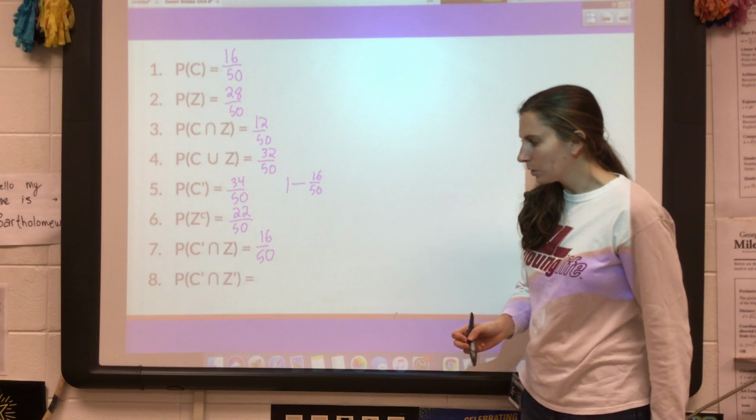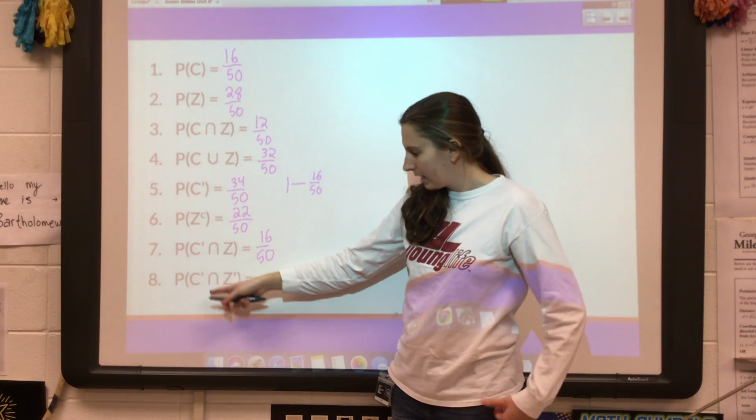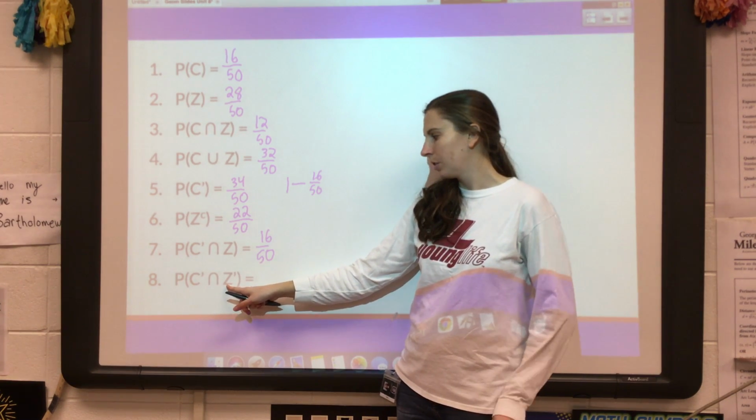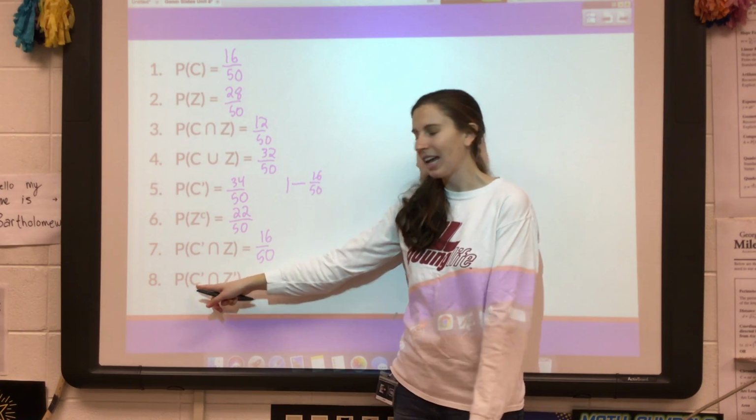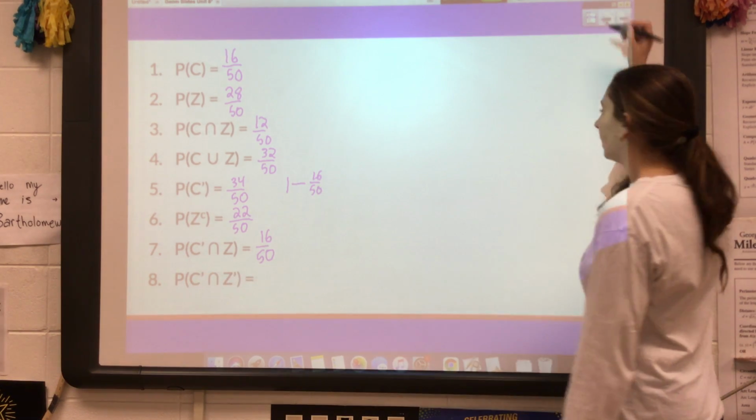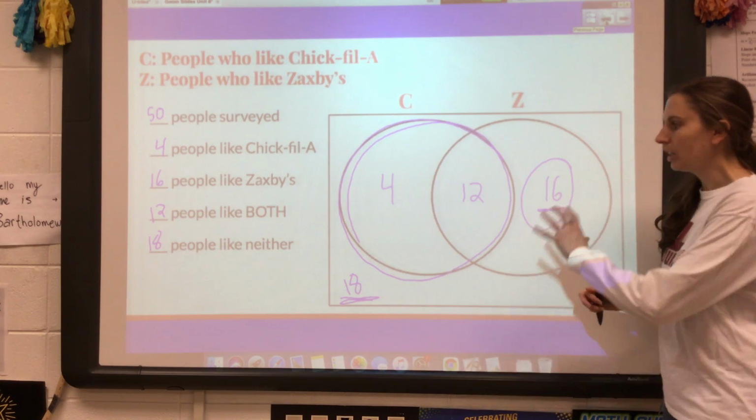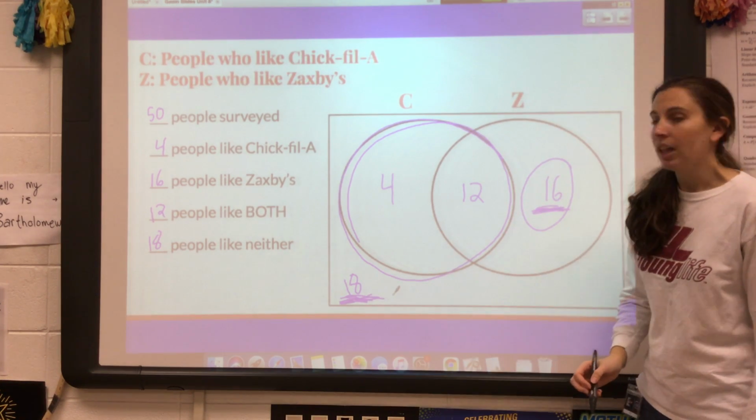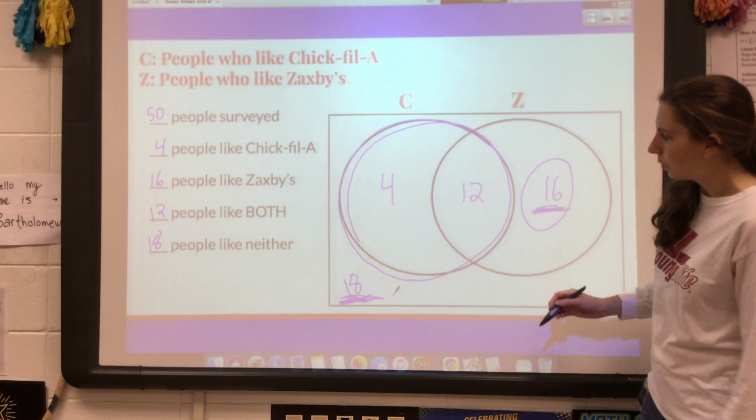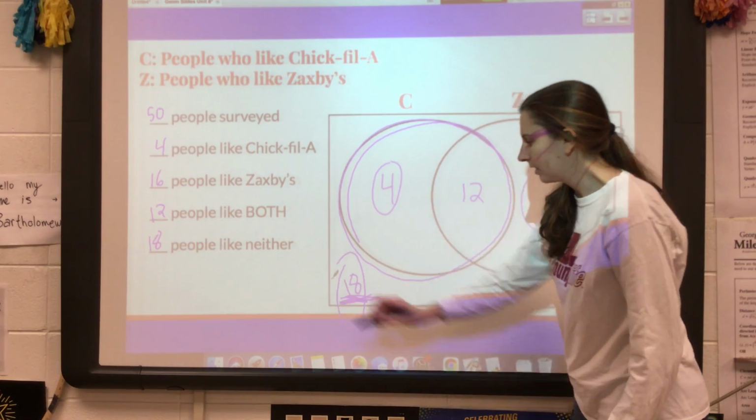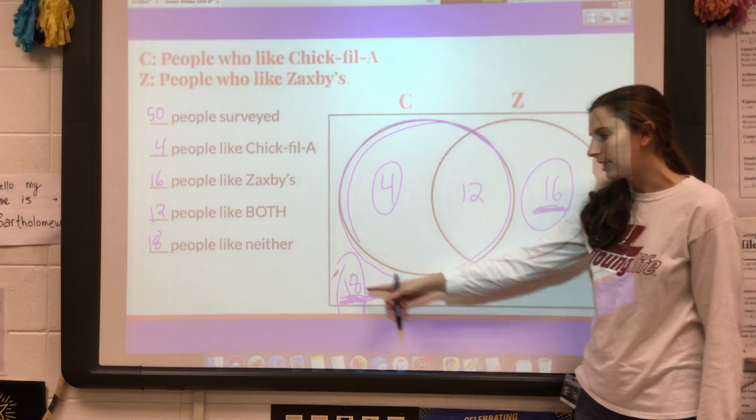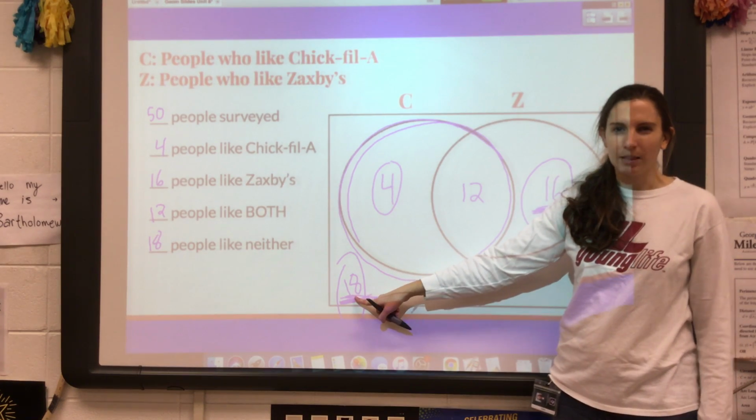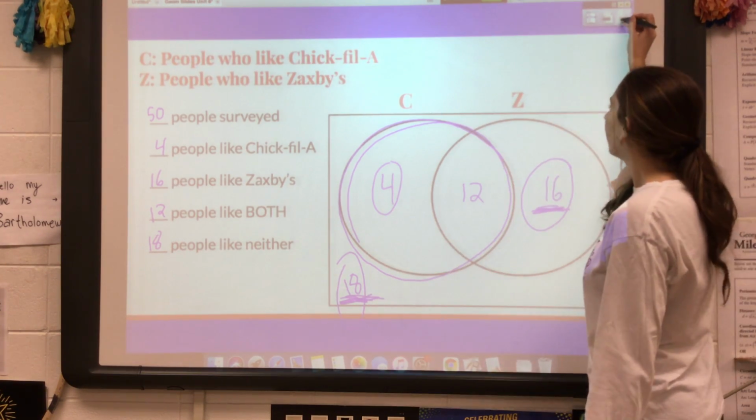All right, and last one, the probability that they're not in the Chick-fil-A circle and they're not in the Zaxby's circle. So it's the intersection of the not Chick-fil-A and the not Zaxby's people. So the not Chick-fil-A circle would be these two we've already established. The not Zaxby's would be this and this. And the intersection of those is this 18. These people are not in the Chick-fil-A circle and they're not in the Zaxby's circle. So it's just those 18 people.